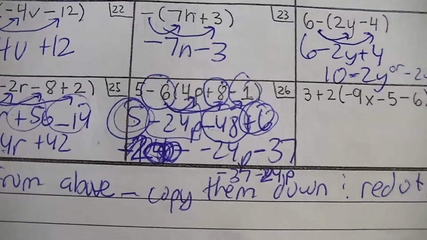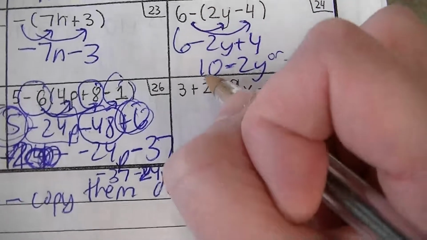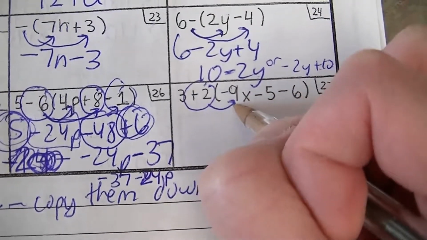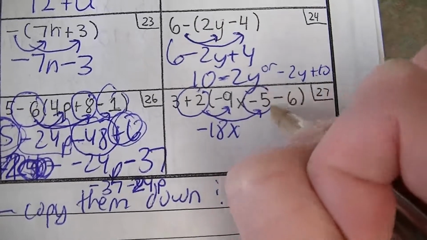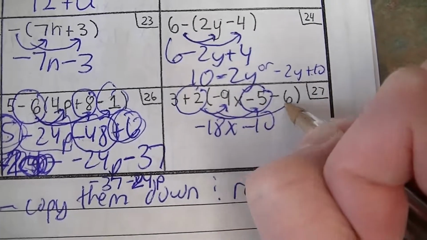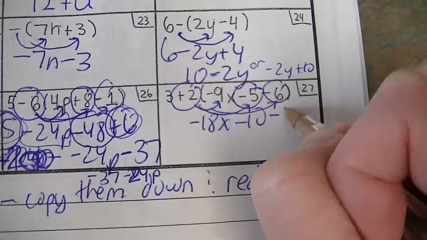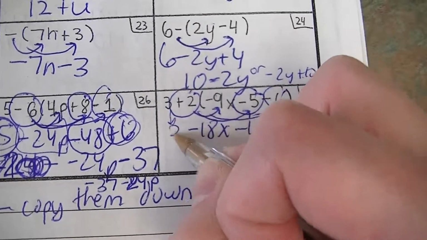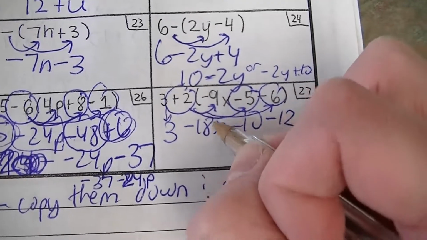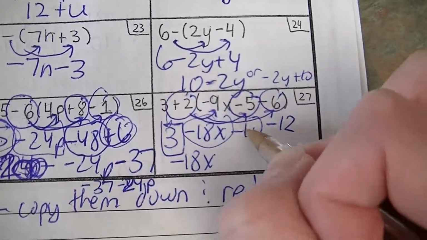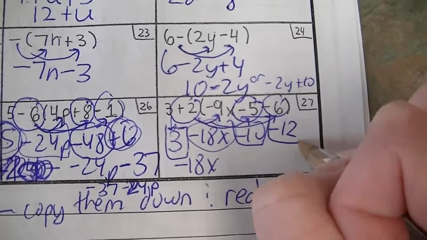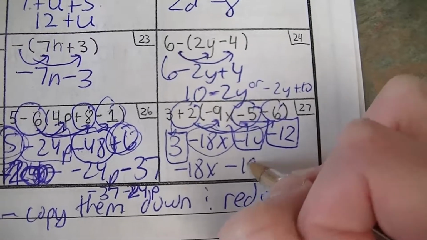I'm sorry. All right, number 27. 2 times a negative 9x is a negative 18x. 2 times a negative 5 is a negative 10. 2 times a negative 6 is a negative 12. Bring down your 3. Now simplify it. Nothing goes with that negative 18x, but we have constants right here. 3 minus 10 minus 12 more is a negative 19.